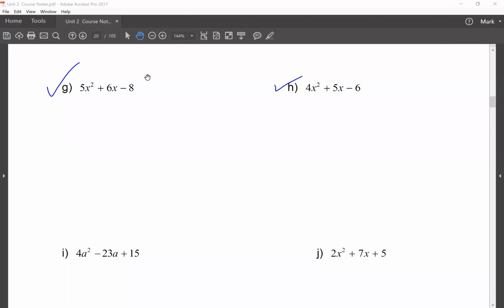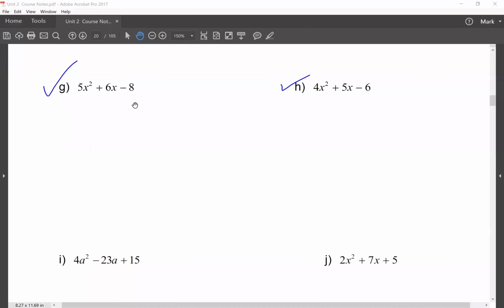Okay, so let's have a look at G and H, and then we'll move into some other types of factoring. So G and H here. First thing we need to do is multiply the first and last terms. So 5 and 8, I'm going to multiply together.